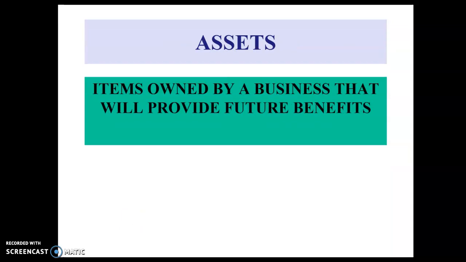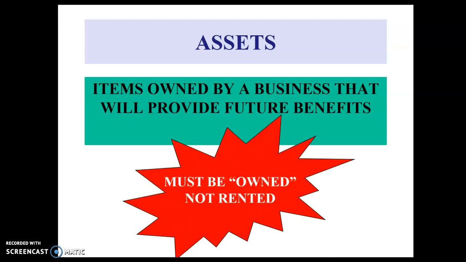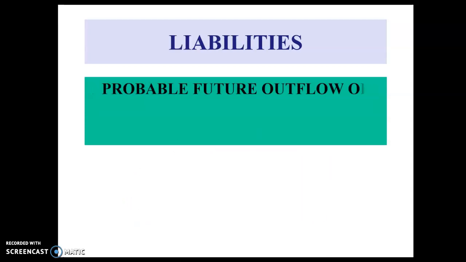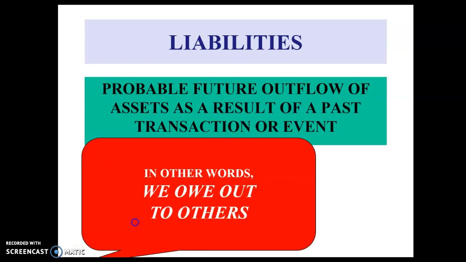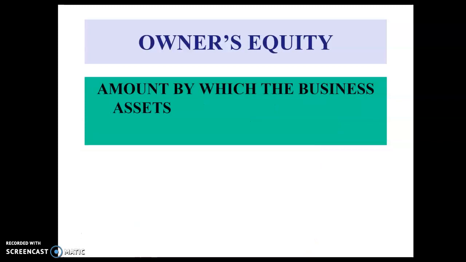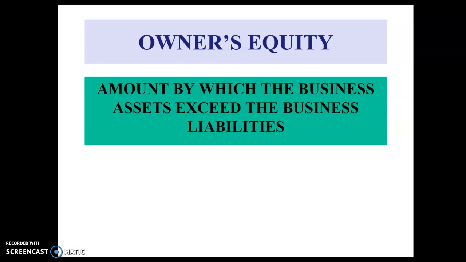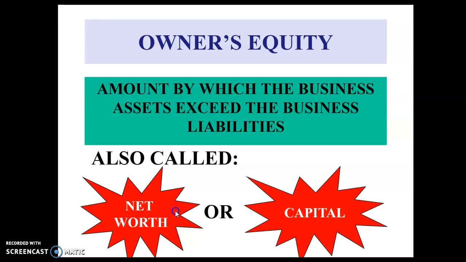Assets were items that are owned by a business that provide future benefit. Liabilities are where we owe others. And owner's equity is what's left over. If we take the assets and pay off all the debts to the creditors, the liabilities, what is left over that the owner could take away is owner's equity. It can also be called the net worth. The account that we put the owner's equity into is the owner's capital account.